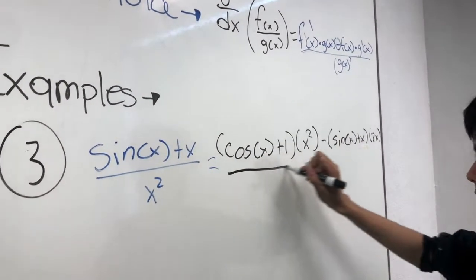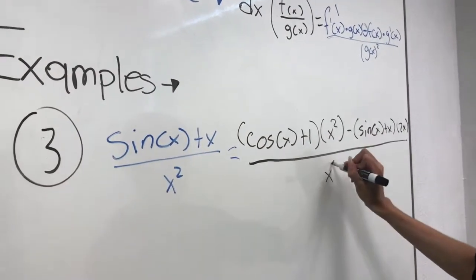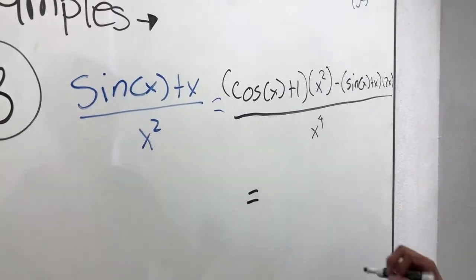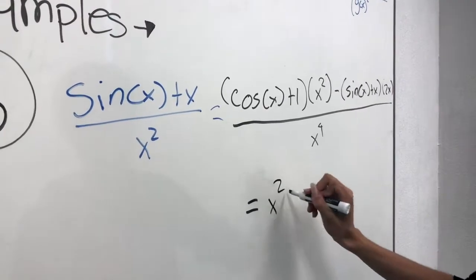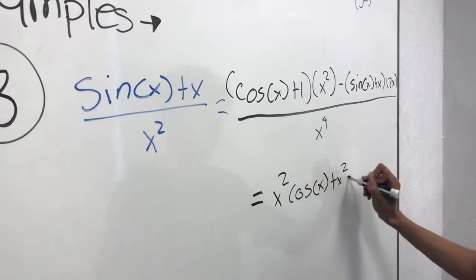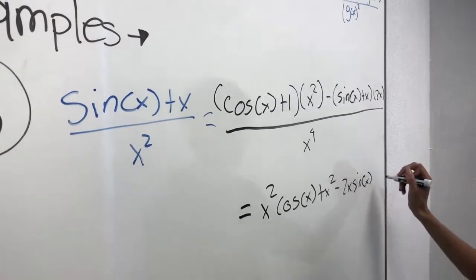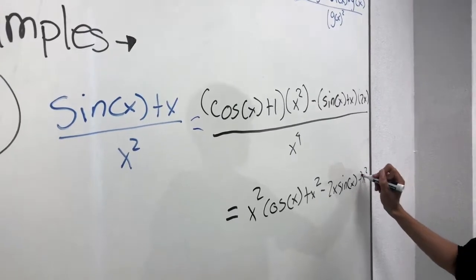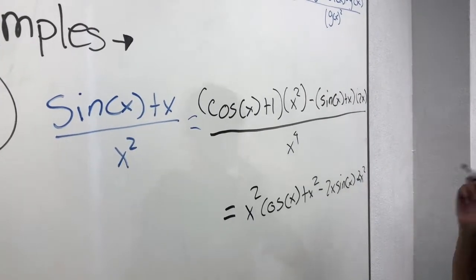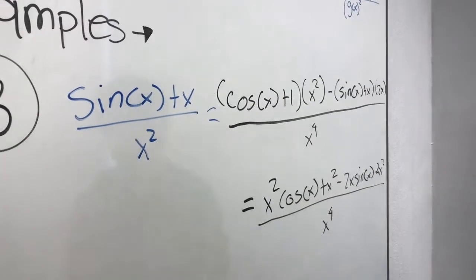All of these divided by x squared to the square, which would be x to the 4. And our final result would be x squared cosine of x plus x squared minus 2x sine of x minus 2x squared, all divided by x to the 4.